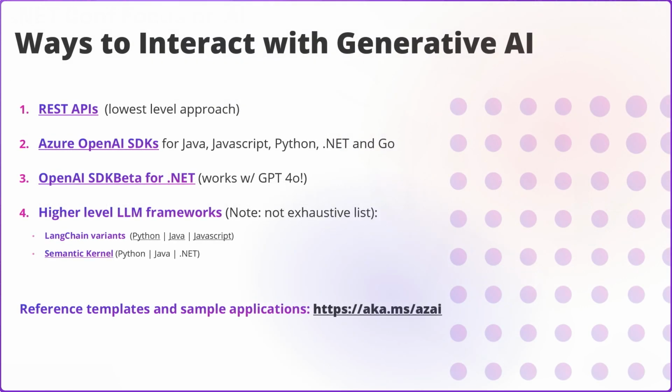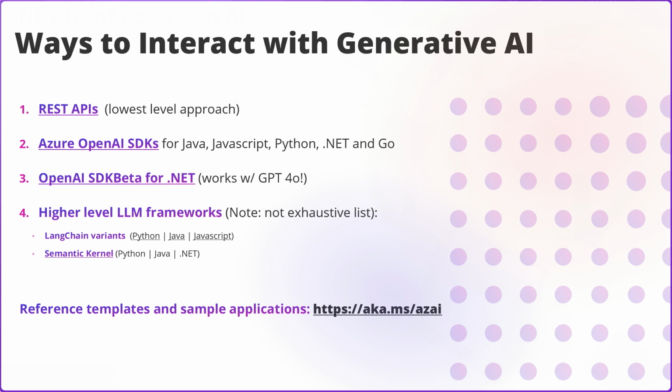Now let's move on to the next piece. I just spoke about existing web applications. Now let's talk about what if I want to create a net new .NET 8 web application. How do I introduce generative AI capabilities? Again, there are a number of ways that you can do it. You can do the simplest approach using REST APIs. You can use Azure OpenAI SDKs.